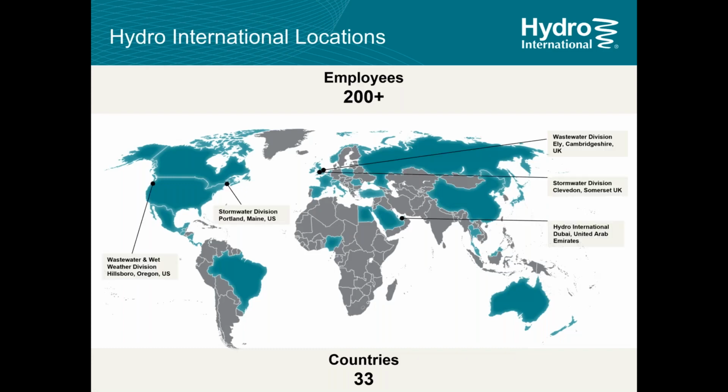Hydro International, it's truly a global company. We have an office on the East Coast of the US, in Portland, Maine. That's where I'm located. But also an office on the West Coast outside of Portland, Oregon. Company headquarters is in England. There's 2 offices there, and we maintain an office in Dubai to service a Middle Eastern market.